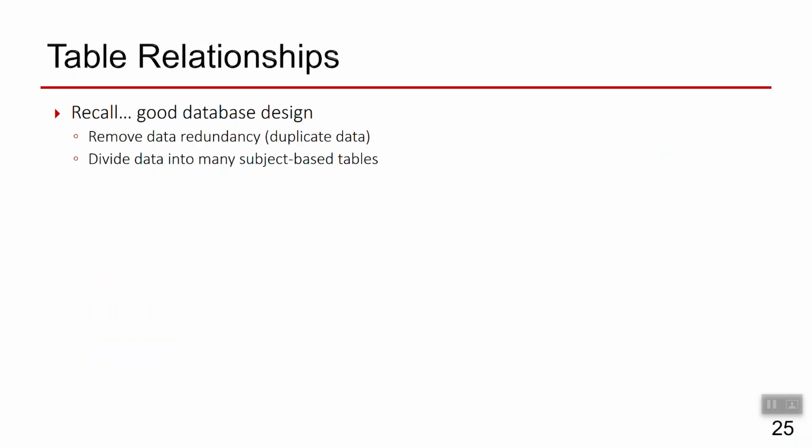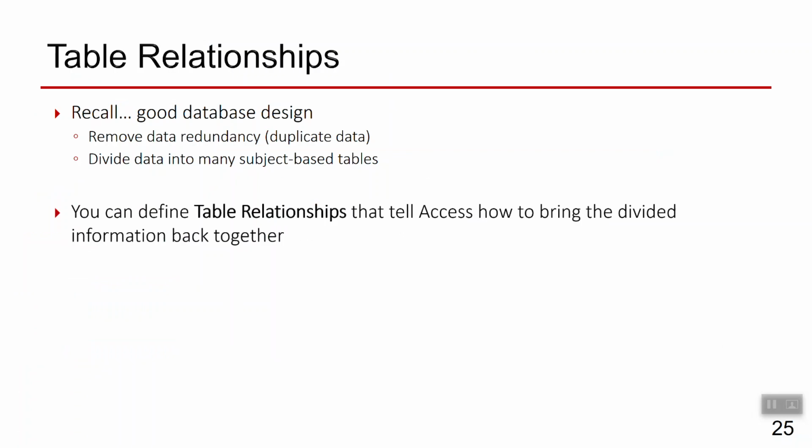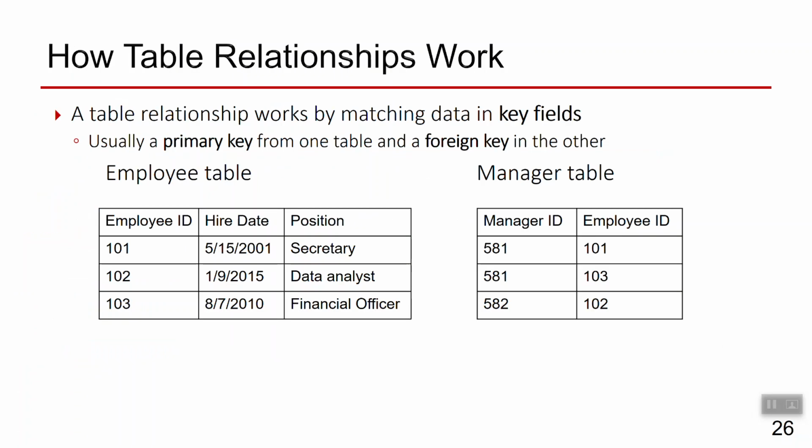We're now going to talk about different types of table relationships. We've talked about the fact that in a good database design we remove data redundancy and we divide the data into many subject-based tables. So we can define table relationships in Access that tell Access how to bring the divided information back together.